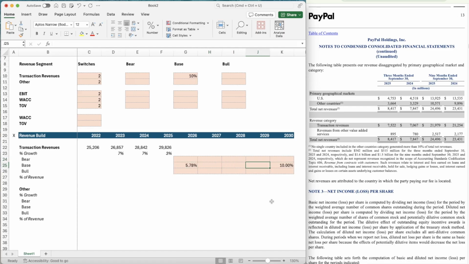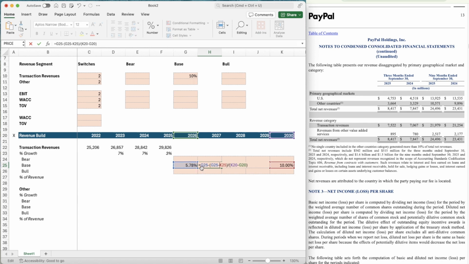Now, to work out these three, all we do is we go equals, you take the previous year, minus, open brackets, the previous year again, subtract, the final year, close brackets, divided by the final year, 2030, minus the previous year. Now, we want to just copy and paste this onto the next ones down here.